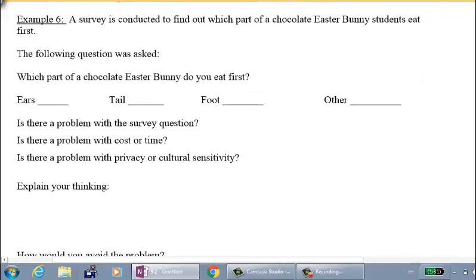Okay, last one here. Surveys conducted to find out which part of a chocolate Easter bunny students eat first. I know what I eat first. The ears. But the following question was asked. Which part of the chocolate Easter bunny do you eat first? The ears, the tails, the foot, or other? Do you see a problem with this survey question? I don't think so. Is there a problem with the cost or time? It's just one question. It's pretty fast, so no. Is there a problem with privacy or cultural sensitivity? And I'll say, yeah, especially with the cultural sensitivity part, because not everyone celebrates Easter.